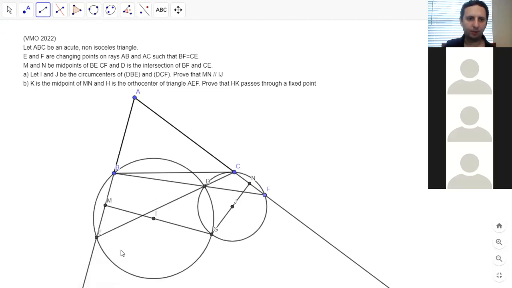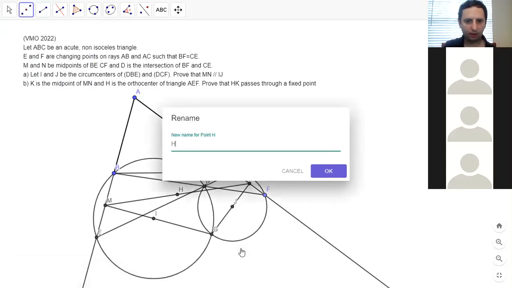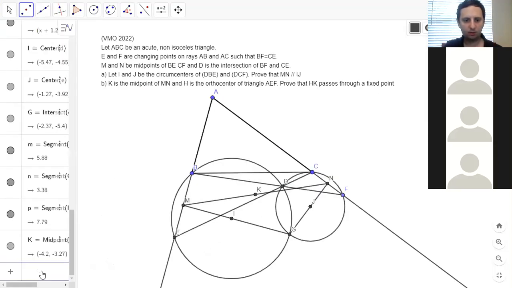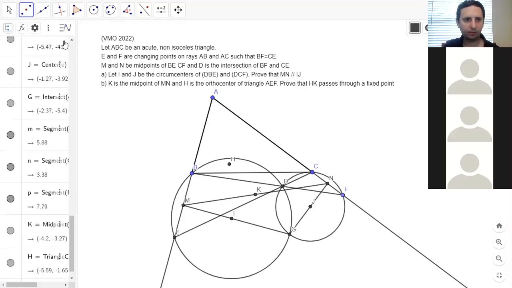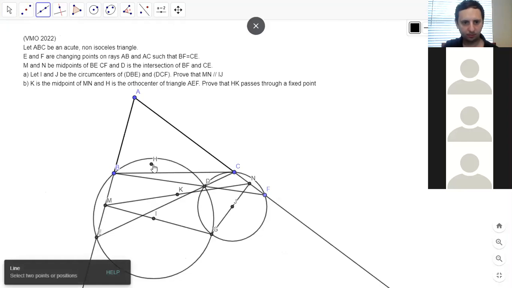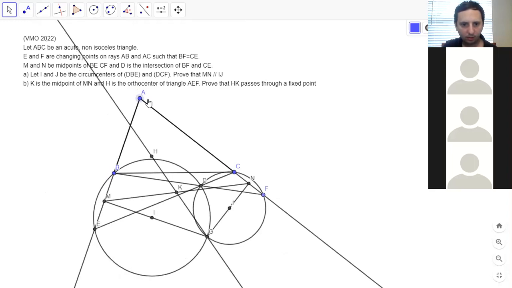Now for part B, let K be the midpoint of MN, and H is the orthocenter of AEF. Prove that HK passes through a fixed point. This is obvious because G is the antipode of A in the AMN circumcircle.